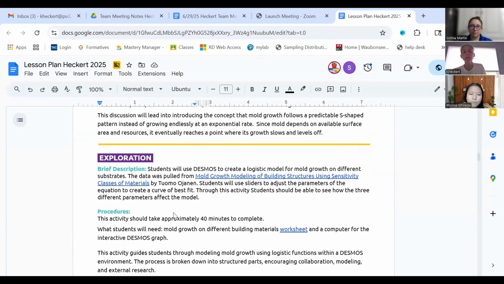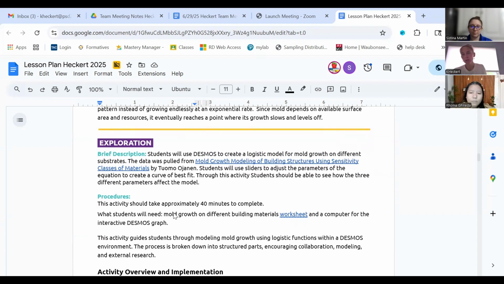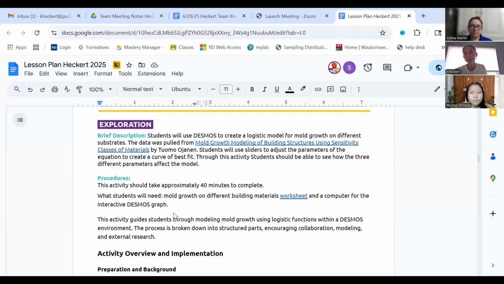The next phase will be the exploration phase. In the exploration phase, students are going to be working on a DESMOS graph with a worksheet that goes with it. On this DESMOS graph, students are going to have data from a research paper on mold growth on different substrates. From here, students will be working with sliders for the logistic growth function to see how the parameters for carrying capacity, the initial growth criteria, and the growth rate affect the function itself.